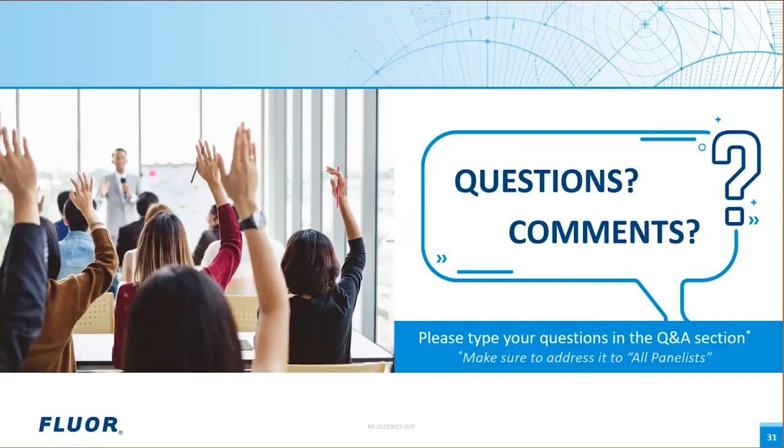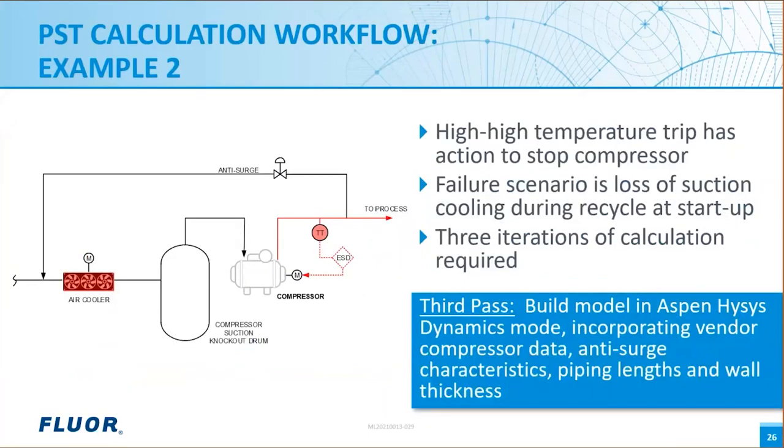Shruti, if you navigate back to example two, the question is, were there any considerations given to tripping the compressor on the air cooler failure rather than waiting for the measured temperature to be the initiator, particularly as the air cooler is part of the anti-surge loop?